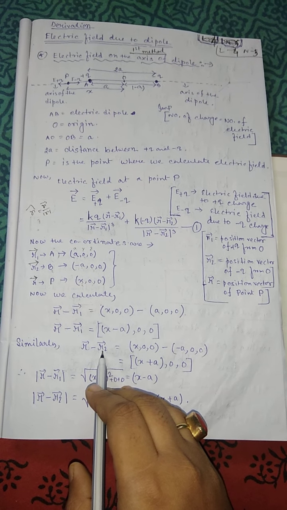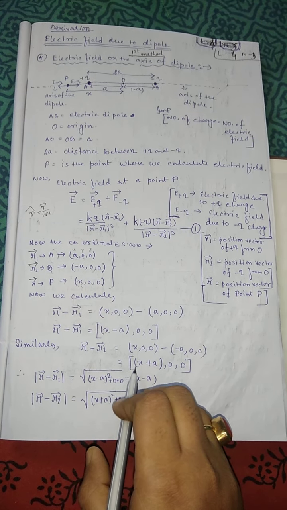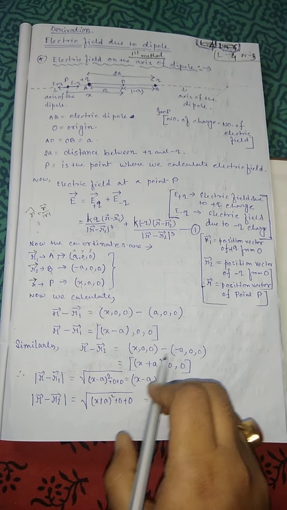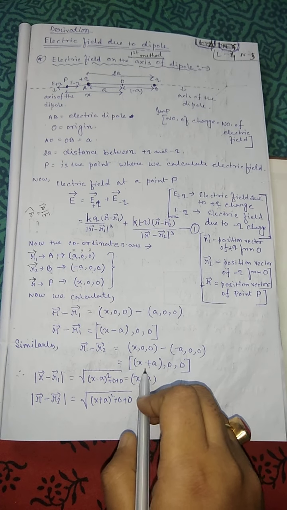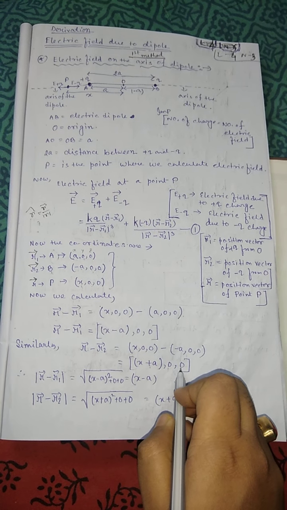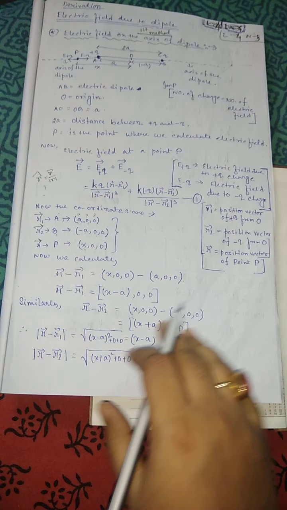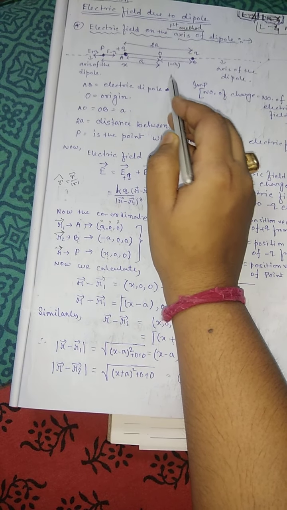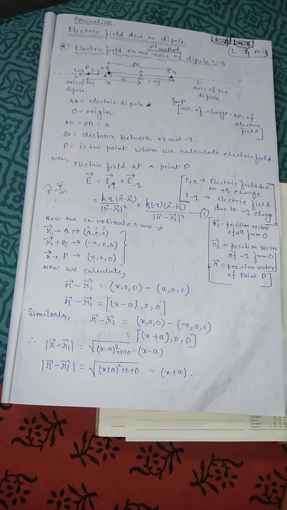equals to x plus a comma 0 comma 0. Okay. Actually this is R plus of minus R2. That's why R minus R2.